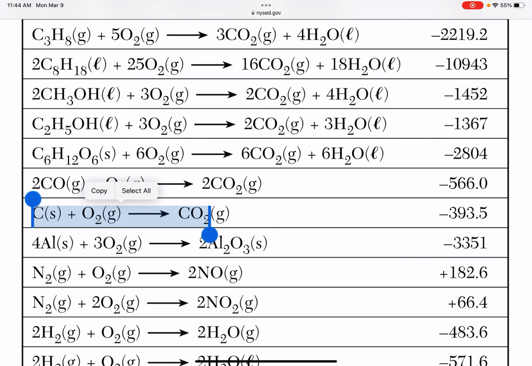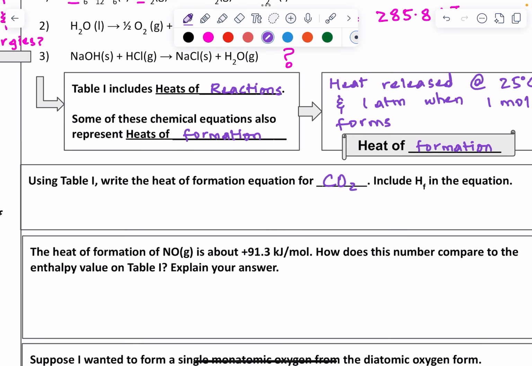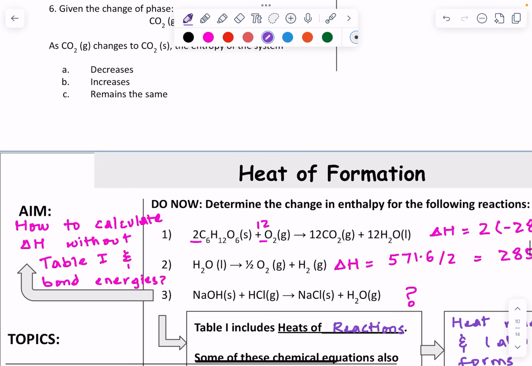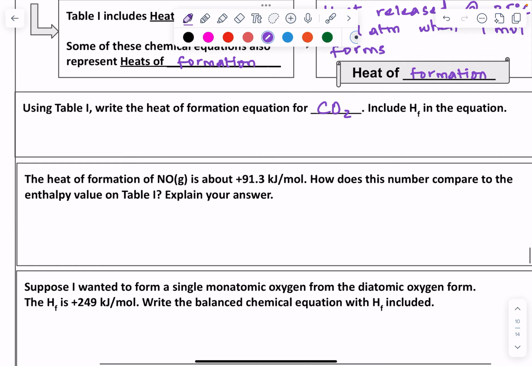As we can see, we combine 1 mole of carbon and 1 mole of oxygen gas to produce carbon dioxide, and that releases, when we say release, we don't necessarily have to say negative. So you can just say it releases 393.5 kilojoules of energy, or you can just say that the heat of formation in this case is negative 393.5. So let's go ahead and write that here. Now, when we are writing this in the equation, carbon plus O2 gives us CO2.